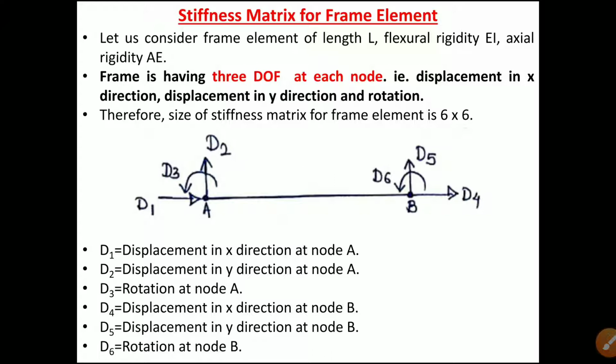Similarly at node B, another 3 degrees of freedom: D4, displacement in x direction at node B, D5, which is shown with a vertical arrow, displacement in y direction at node B, and a circular arrow in anticlockwise direction, D6, that is rotation at node B. So these are the 6 degrees of freedom per element, that is for two nodes. If you derive the standard stiffness matrix for this frame element, the size of the stiffness matrix is 6 by 6. Total degrees of freedom are 6, from D1 to D6. Therefore, the order of the stiffness matrix is 6 by 6.